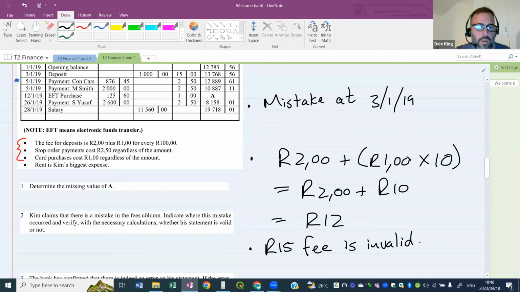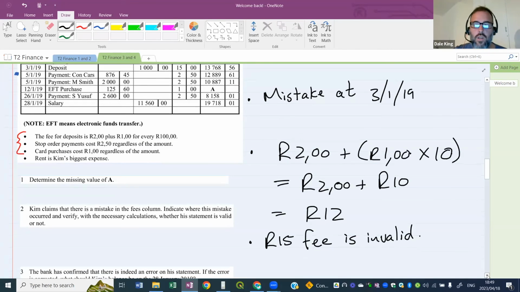Okay. So we followed every part of this question. Number 1, indicate where the mistake is, verify with calculations, we've done that, and say whether the statement is valid or not. So the 15 Rand fee is invalid. All right, that's question 2. Let's finish this off with question number 3.